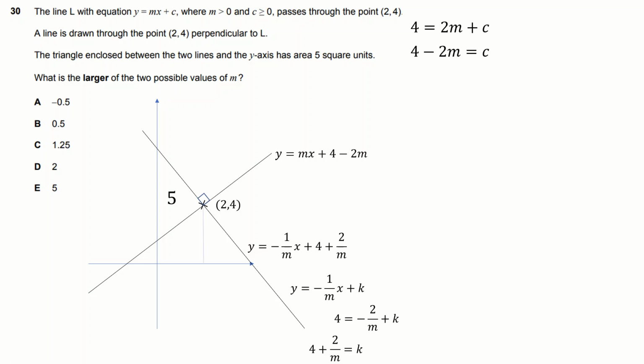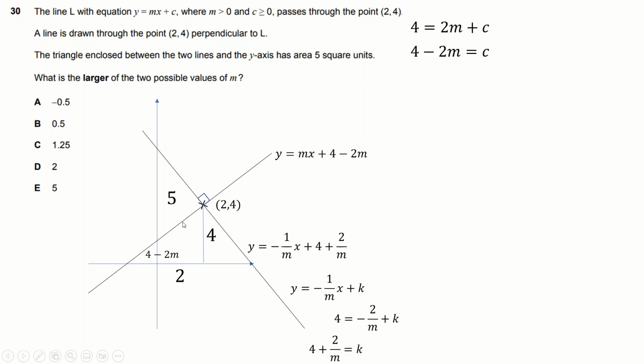Well, what I decided to do was split this whole area here into a trapezium here and a triangle here. Because what I can say is, this distance is clearly 2. This distance is clearly 4, just because of how coordinates work. And this distance, well, it's up to the y-intercept of this line, so that's 4 minus 2m.